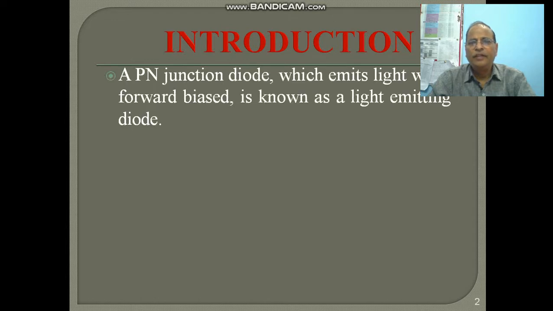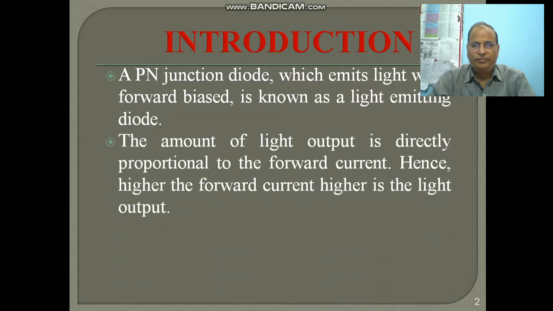A PN junction diode which emits light in forward biased is known as light emitting diode. The amount of light output is directly proportional to the forward current. Hence, the higher the forward current, the higher is the light output.